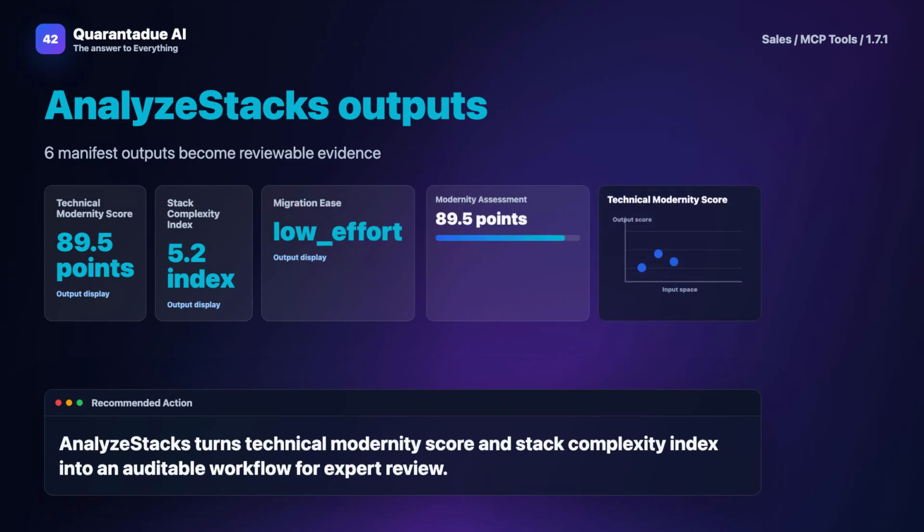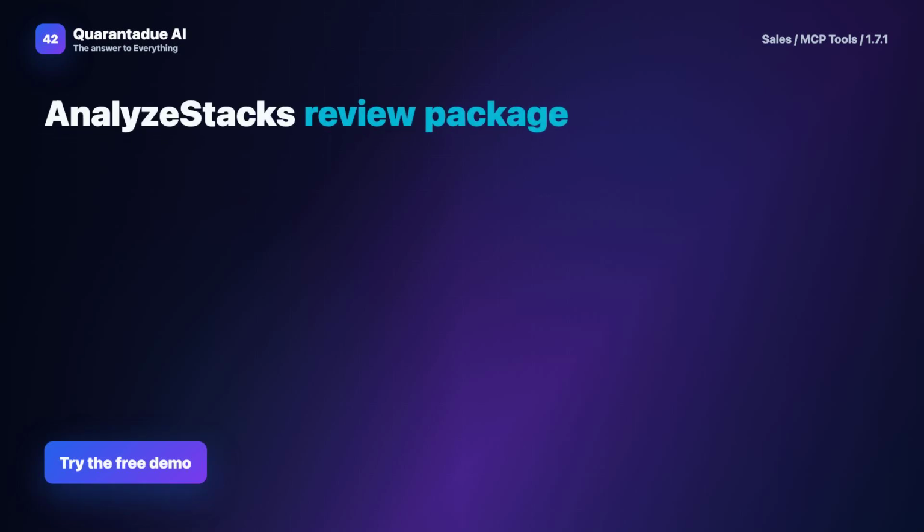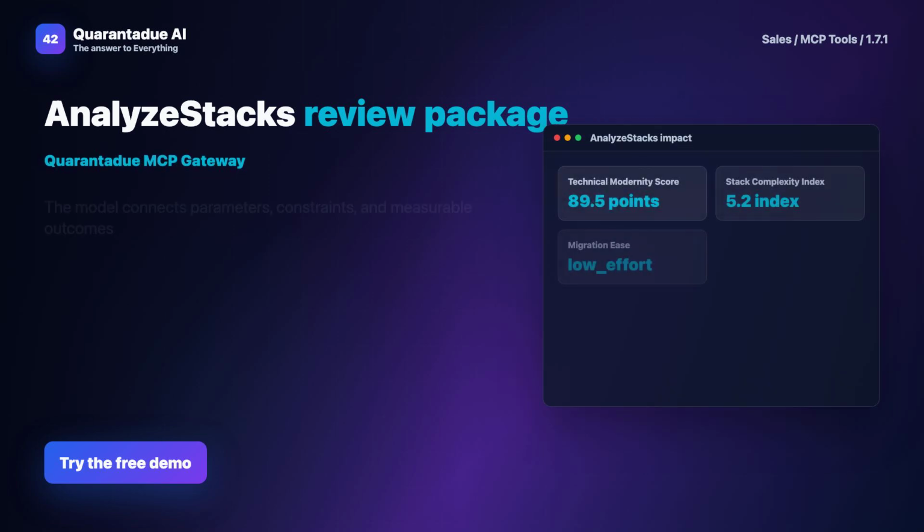This keeps the process deterministic, reviewable, and aligned with how sales teams actually make decisions. Analyze Stacks returns structured outputs such as technical modernity score, stack complexity index, migration ease, support overhead factor, and modernity assessment. These outputs are designed to support review, reporting, comparison, and follow-up actions.